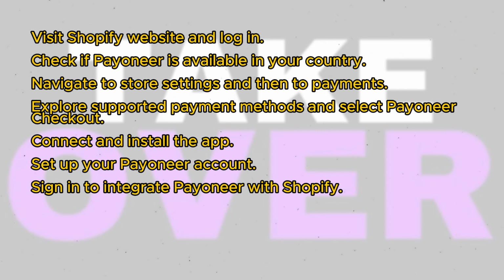This action will prompt you to set up your Payoneer checkout account. Complete the account setup by providing necessary business information, including location and banking details. Once your account is set up, sign in to integrate Payoneer with your Shopify store. After integration, review the Payoneer checkout settings in your Shopify dashboard. You'll now be able to view Payoneer as a supported payment method.